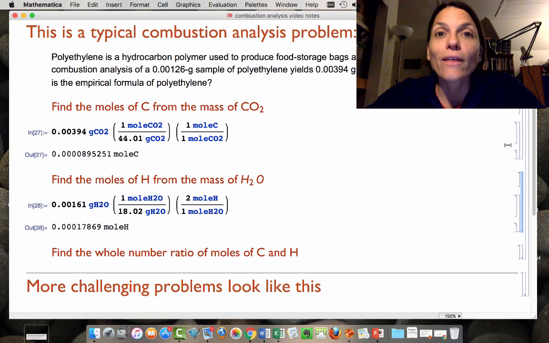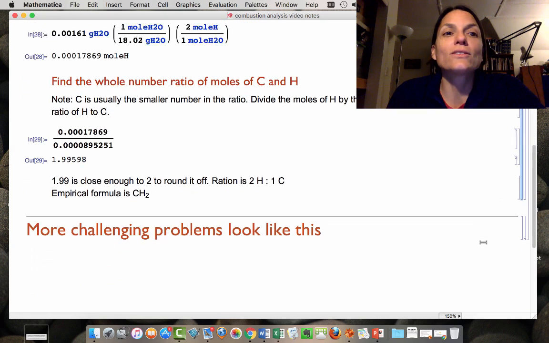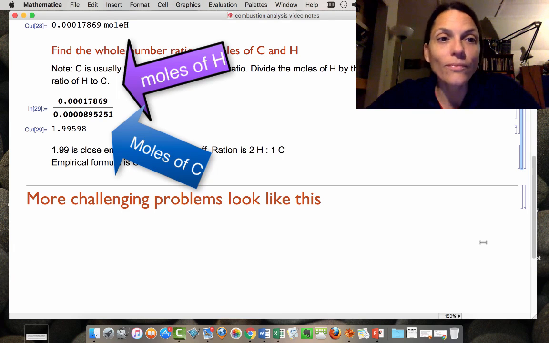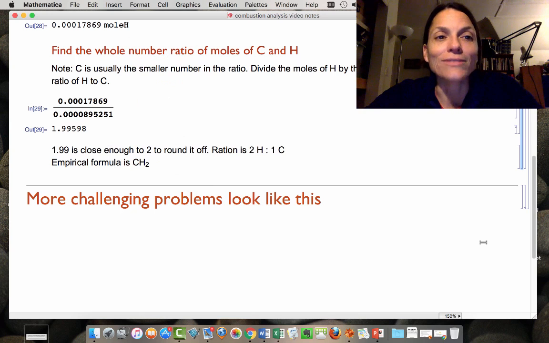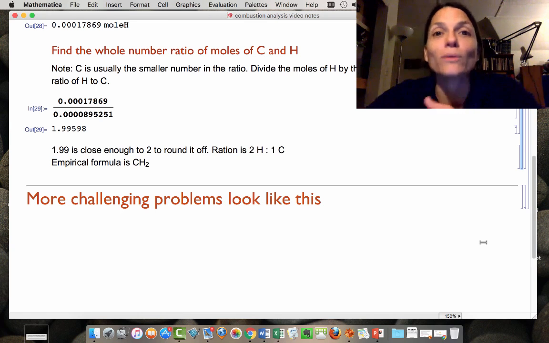The last thing we need to do is figure out the whole number ratio. The easiest way to do that is to divide the larger number by the smaller number. In this case, hydrogen is the larger number of moles. So we take the moles of hydrogen divided by the moles of carbon, and we get 1.99598. Well, 1.99 is close enough to 2 for an empirical formula calculation that we're going to round that up to 2.